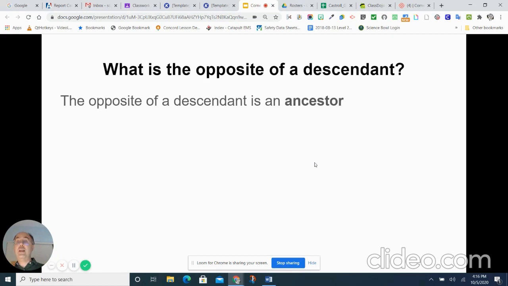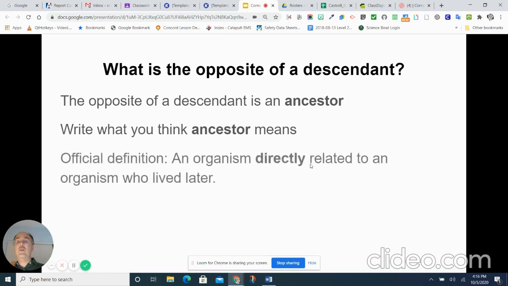Write down what you think an ancestor is in the box in your vocabulary chart. Now, here's the official definition. An organism that is directly related to an organism who lived later. So once again, we're talking straight generations. Grandma to ma to you to your kids.